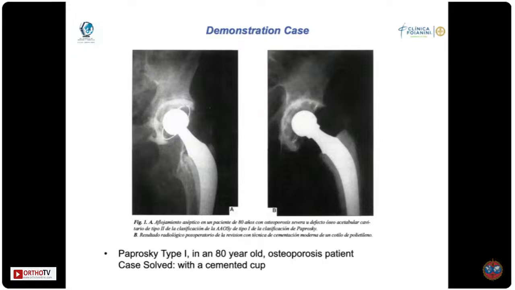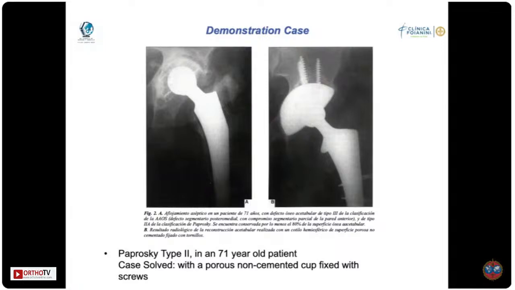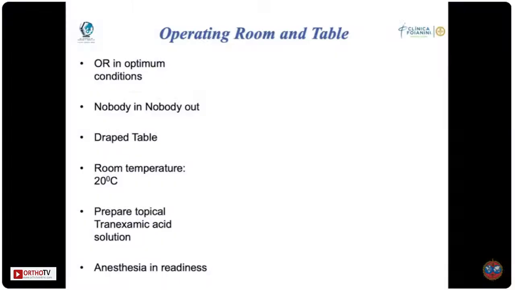Demonstration case, Paprosky type 1, an 80-year-old osteoporotic patient, solved with a cemented cup. Demonstration, type 2, a 71-year-old patient, case solved with a porous, non-cemented cup fixed with screws.